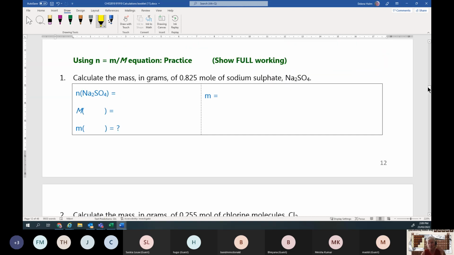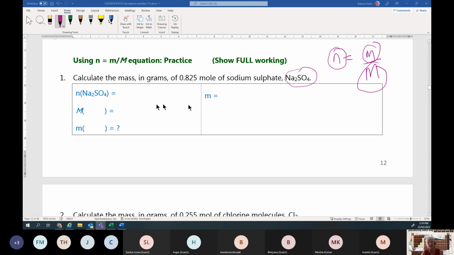Now, the first thing, as I said before, this formula, n is equal to small m over big M, always is for one substance. So if I'm talking about sodium sulfate, it's the amount of sodium sulfate in this mass of sodium sulfate divided by the molar mass of sodium sulfate. Okay. So that's the first thing you've got to know.